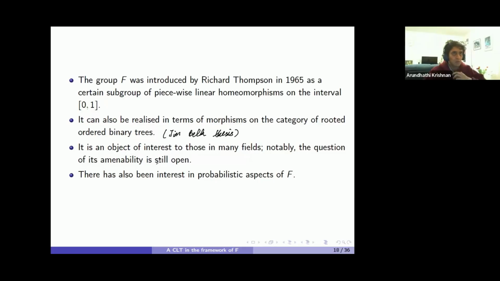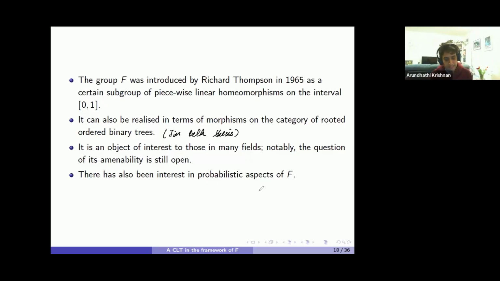And it's a group that's of interest to a lot of people, certainly in operator algebras, because there is this question of whether the group is amenable or not. So I know a lot of people working in C-star algebras, for instance, are interested in this group. And there's also been interest in probabilistic aspects of F. Swan Jones was studying F quite a bit, looking at various representations of F in Hilbert spaces and so on.